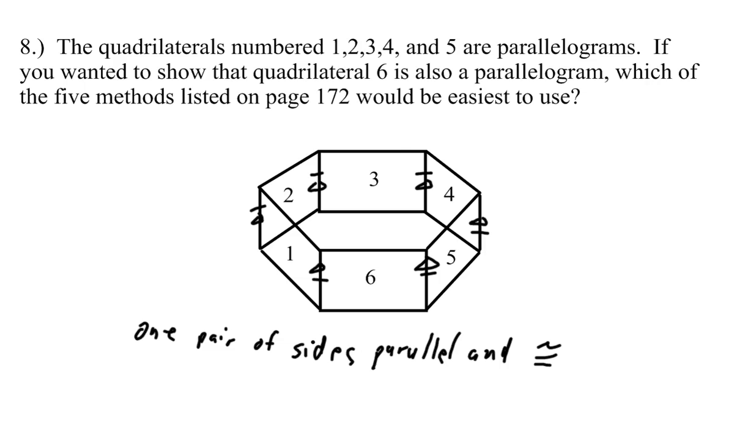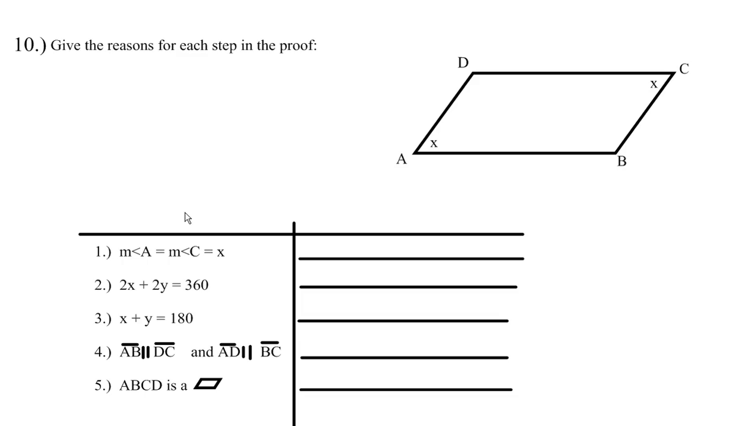Okay. Next, number 10, give the reasons for the proof. Here we have A and C are both equal to X. That was given. And then 2X plus 2Y equals 360. Now, I didn't have these in here, but these are both Y. And that's because the angles of a quadrilateral have a sum of 360. So all these add up to 360. Then from step 2 to step 3, we just divide by 2, so it's the division property of equality.